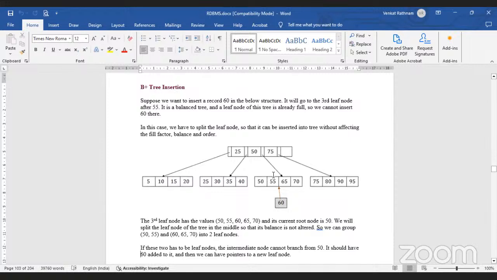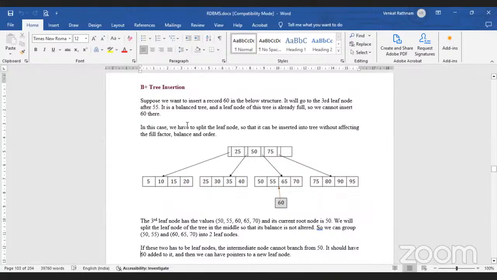60 goes here. This is the first leaf node, this is the second leaf node, this is the third leaf node. Why? Because after 55, below 60, before 65, 60 has to come. That's why it will go to the third leaf node in the structure.